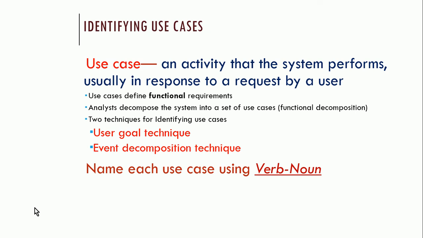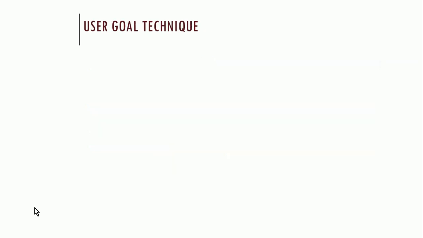Every use case should have a verb-noun phrasing. In other words, doing something, right? So first I'll talk about the user goal technique. This is the easier of the two. Easier in the sense that it's not terribly complicated, but it's also not very thorough.